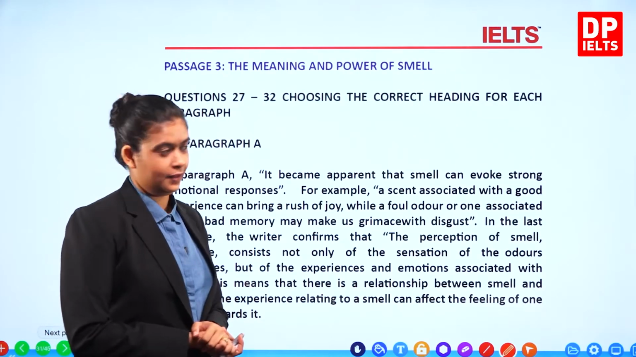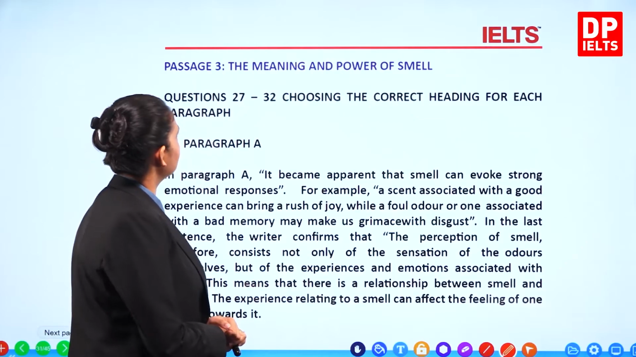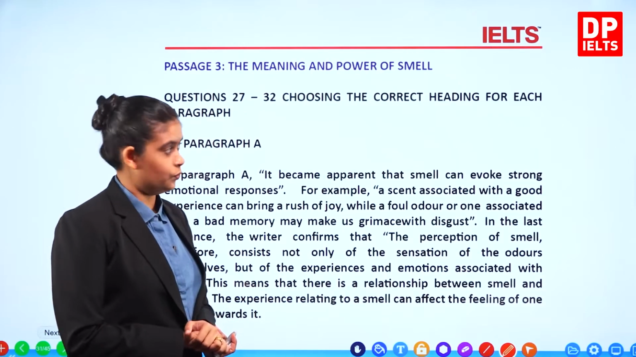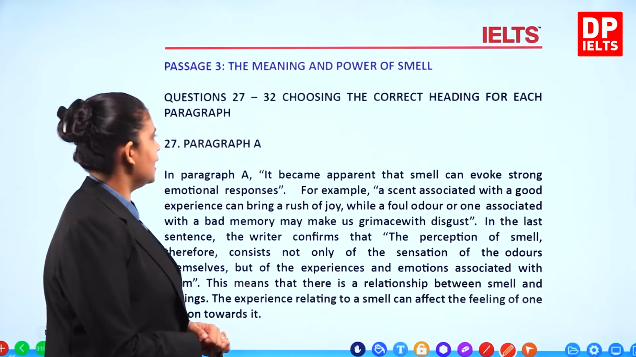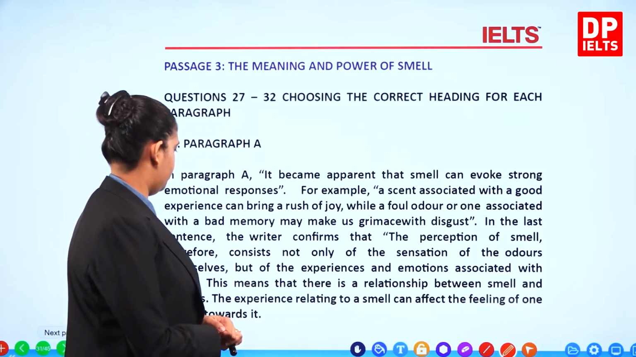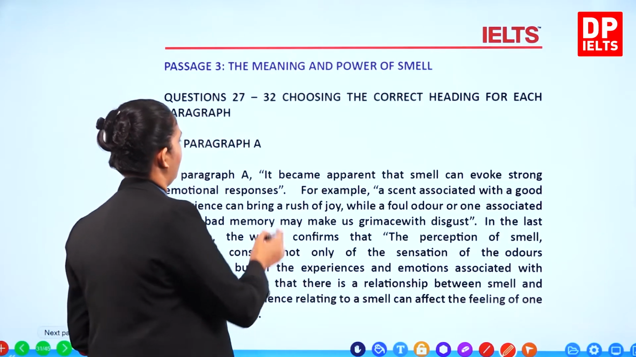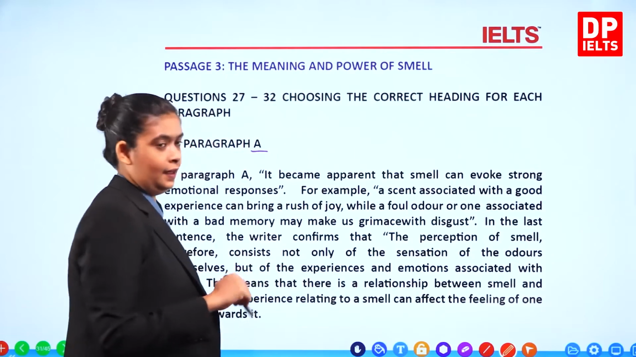So with passage 3, the meaning and power of smell, okay? So questions number 27 to 32. Choosing the correct heading for each paragraph. So let's have a look at para E, okay?